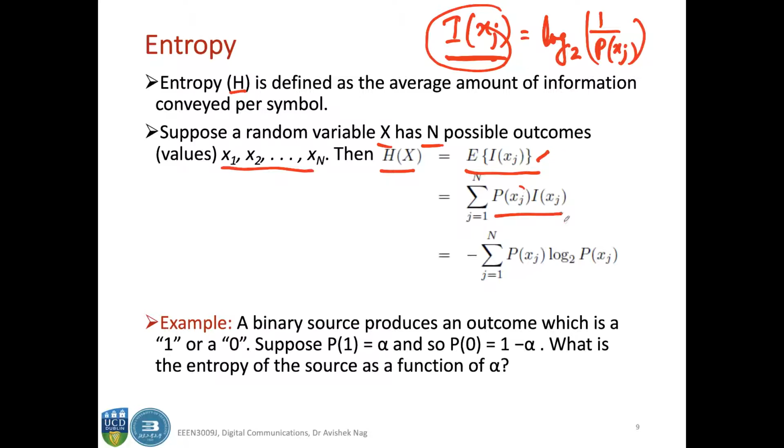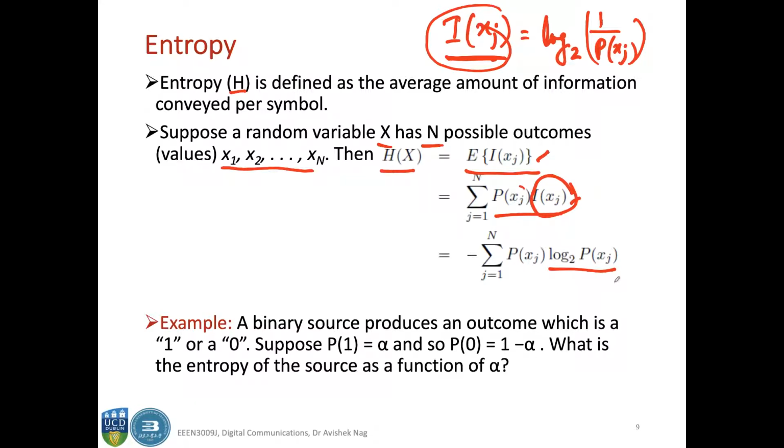From the definition of expectation, you have this term, which is the weighted sum of the individual information, with the weights being the probabilities. You have come across this before. You are familiar with this definition of expectation, and we are exactly applying that here. In terms of the probability, you can write I of xj as minus log base 2 of p of xj, and then you can define entropy in terms of this probability.